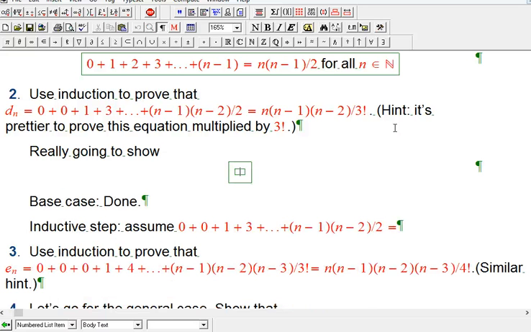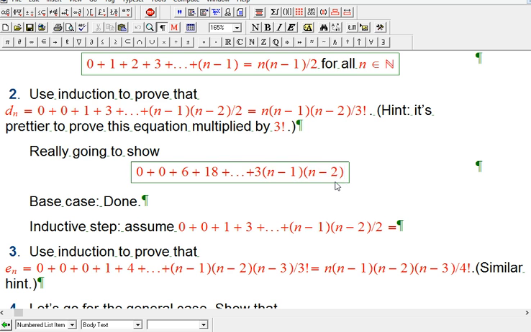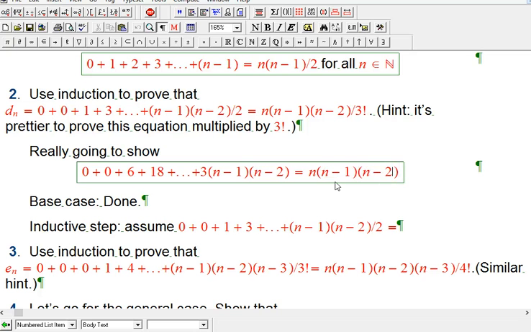We're really going to show that 0 plus 0, I'm going to multiply the whole thing by 6. 6 plus 18 plus dot dot dot plus, and then if I multiply this last one by 6, it's going to be 3 times n minus 1 times n minus 2. And I just want to show that that's n minus 1, n minus 2. Okay, so that's just a slightly different version.